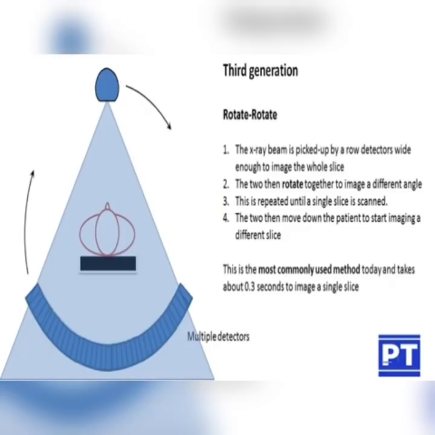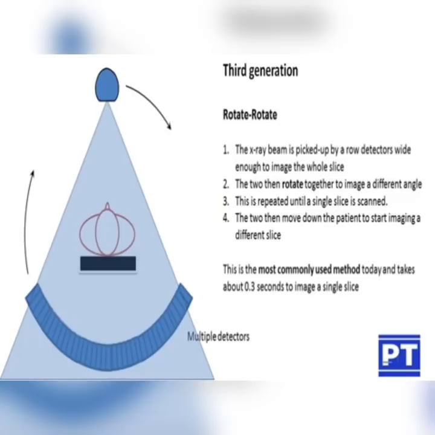The two then rotate together to image a different angle. This is repeated until a single slice is scanned. The two then move the patient to start imaging a different slice. This is the most commonly used method today and takes about 0.3 seconds to image a single slice.